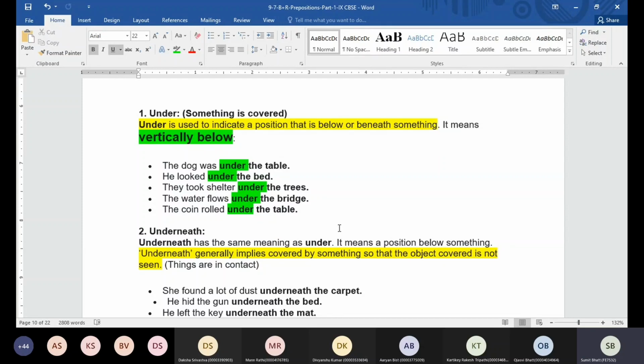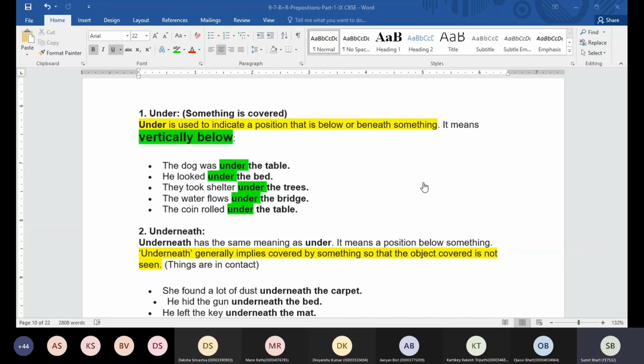For example, when people go out of the home, sometimes they place the keys underneath the mat. We are not using under the mat here, we are saying underneath the mat. That means the keys are completely covered by the mat. If you say under the mat, we are talking about on top there is the mat, at the bottom there are the keys. But if you say underneath the mat, we are trying to say the keys are completely covered by the mat.